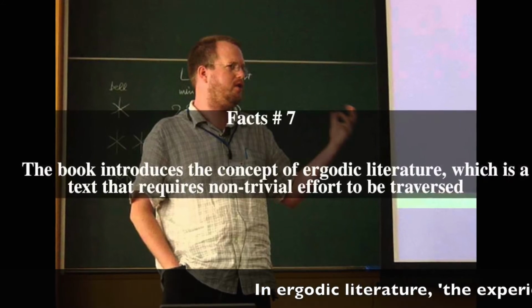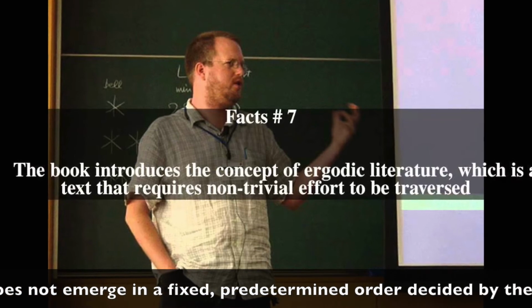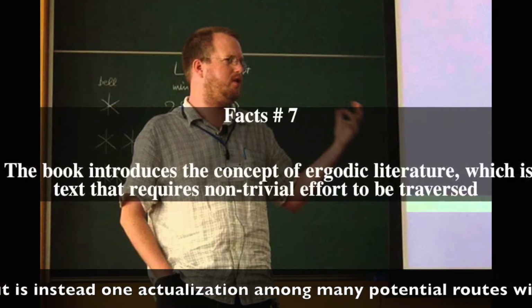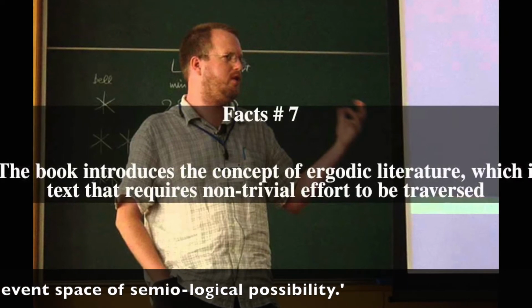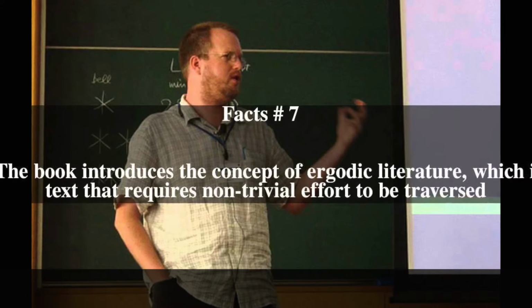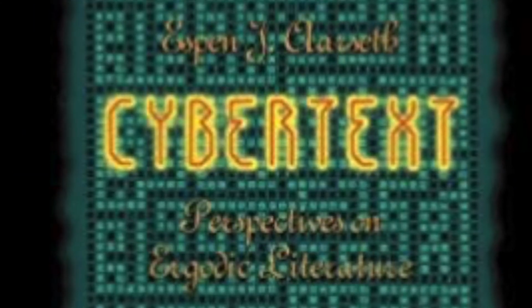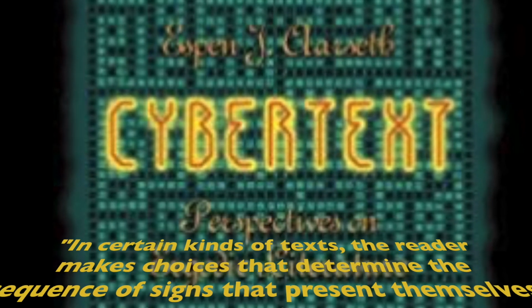In ergodic literature, the experienced sequence of signs does not emerge in a fixed, predetermined order decided by the instigator of the work, but is instead one actualization among many potential routes within what we may call the event space of semiological possibility. To put it more simply, in certain kinds of texts, the reader makes choices that determine the sequence of signs that present themselves to be read.